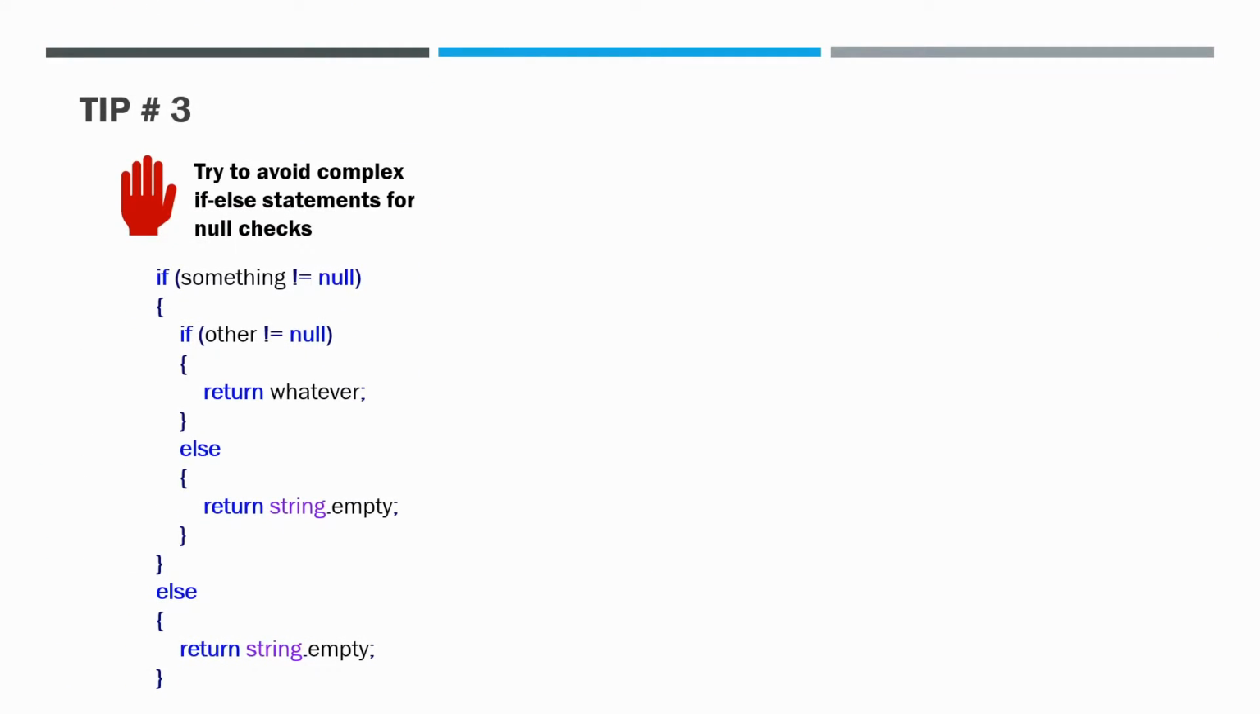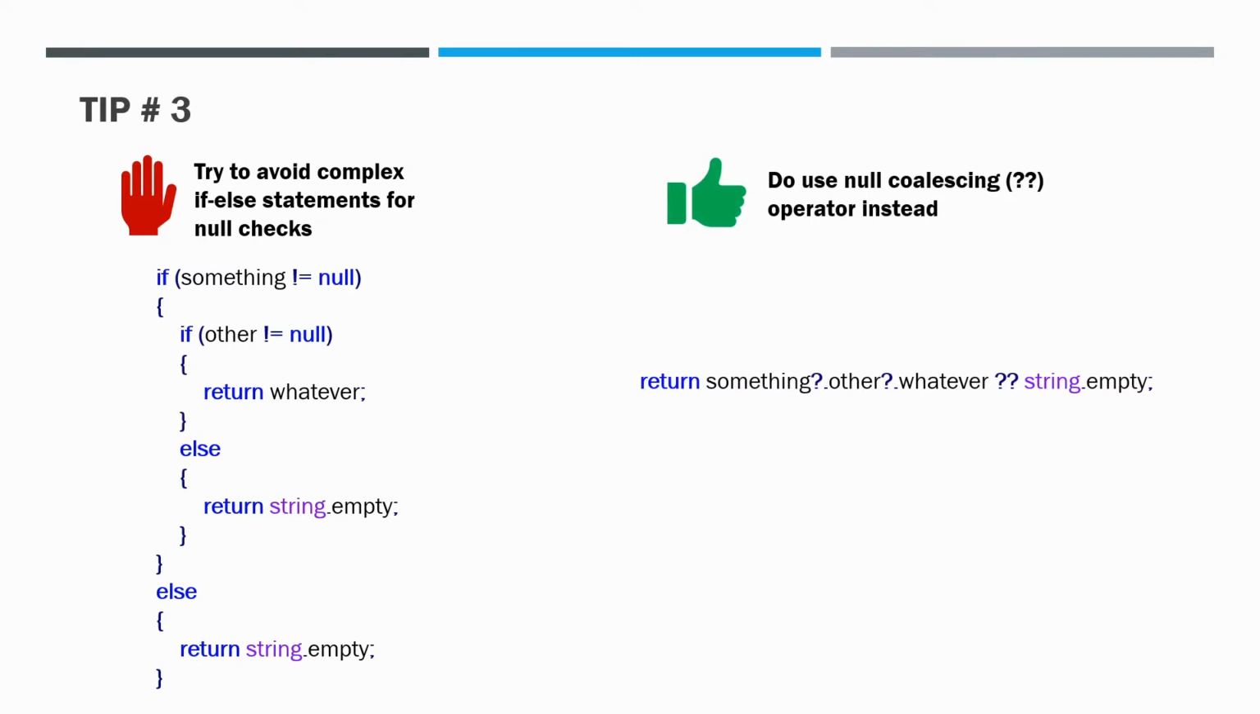Tip number 3. Try to avoid complex if-else statements for null checks. Instead, use the null coalescing operator. Just like tip number 2, this makes your code easier to understand and more concise. Thus, it's also easier to maintain.